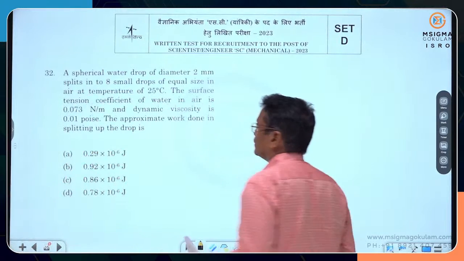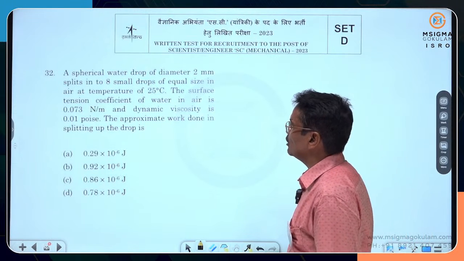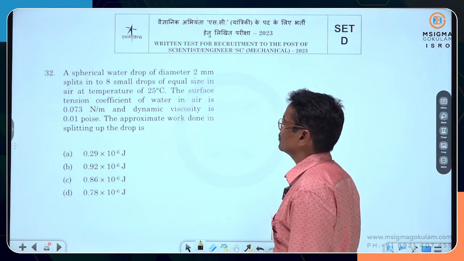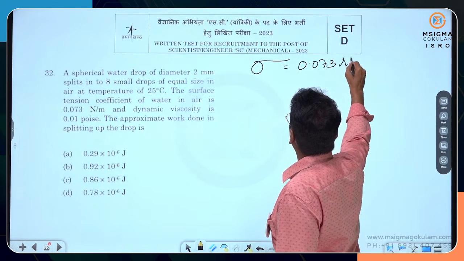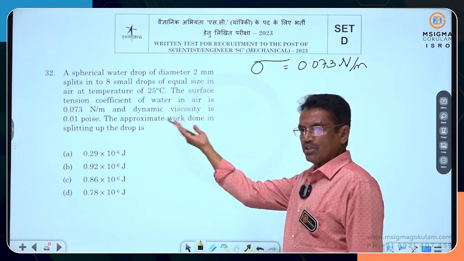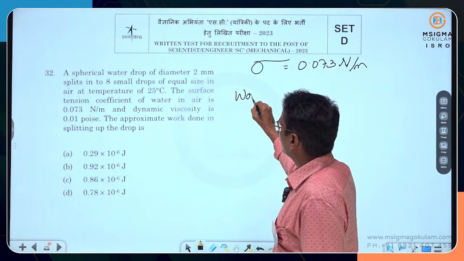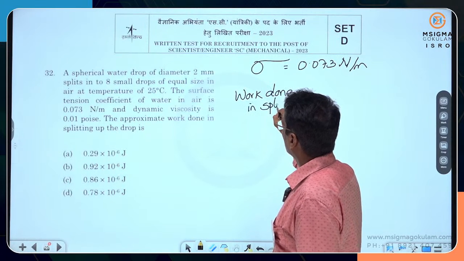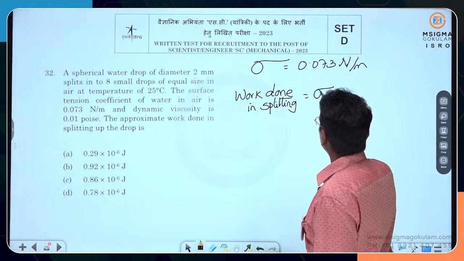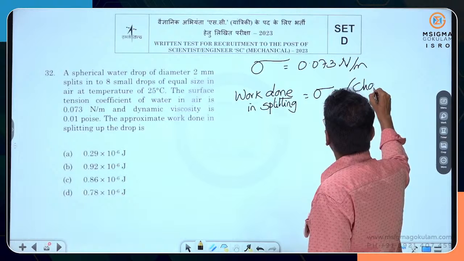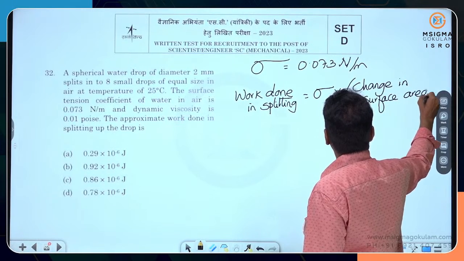Look at this question. A spherical water drop of diameter 2 mm splits into 8 small drops of equal size in air at a temperature of 25 degrees Celsius. Surface tension sigma was given 0.073 Newton per meter. Dynamic viscosity is given, that is superfluous data. The approximate work done in splitting up the drop is: work done in splitting the drop is equal to surface tension sigma into change in surface area.